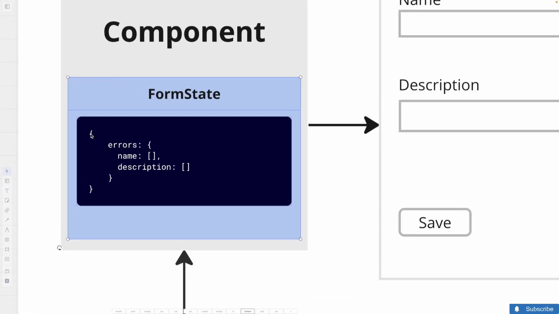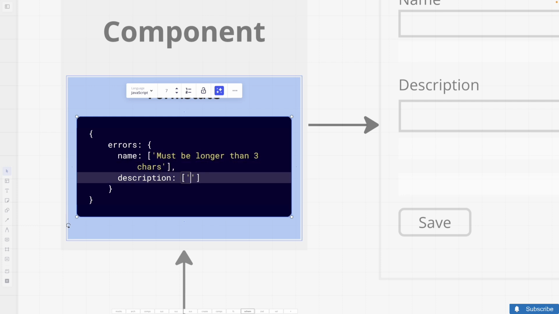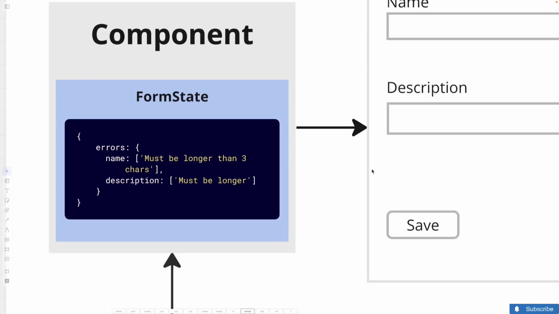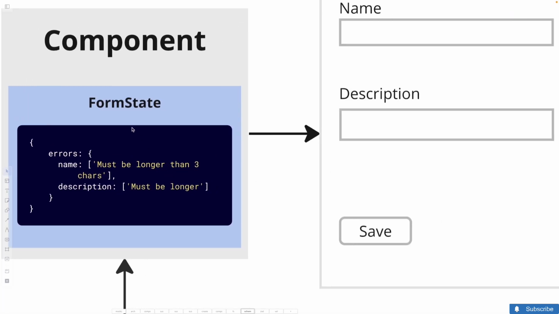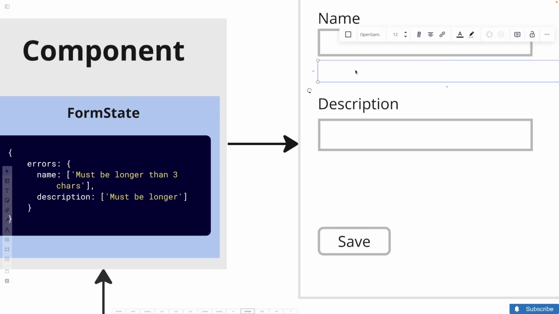Now, if we fail validation with the Zod library, we're going to have an object that looks like this right here, and it's going to have an array of strings for each failed validation property. So name might have a string inside of it of something like "must be longer than 3 chars." And description might be something like "must be longer." So we can very easily write out some JSX that will take a look at this form state object and then print out this list of errors underneath each individual field in our form.